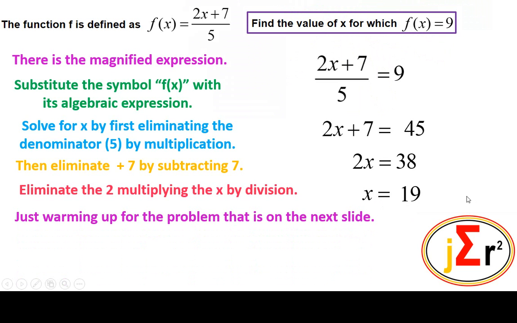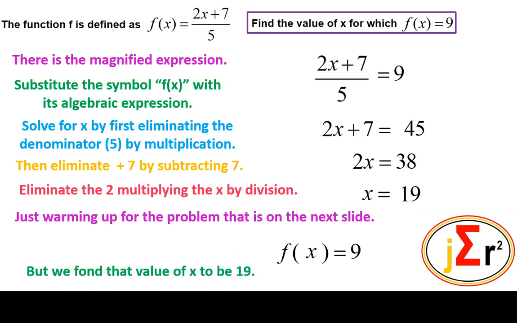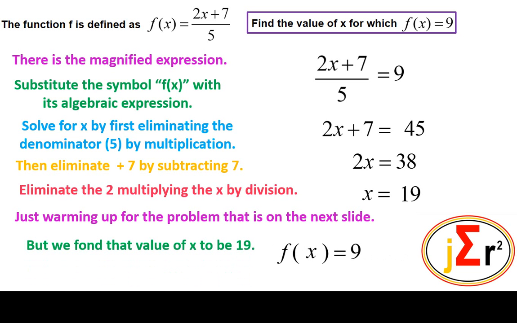Just warming up for the problem that is on the next slide. The other section of the problem is dependent on what we have here. It is a continuation, and we will do that on the next slide. f of x is equal to 9. What is the value of x responsible for that? That value of x that is responsible for f of x equals 9 is x equals 19. Therefore, f of 19 is equal to 9, and we need to bear this in mind.